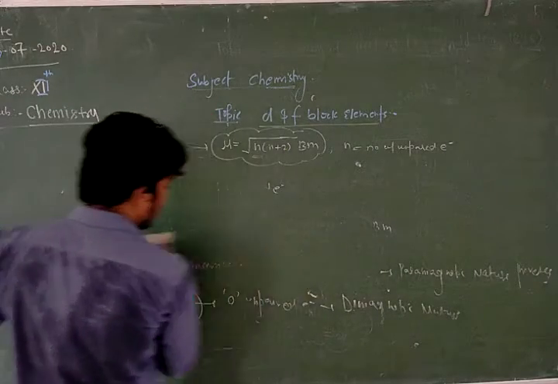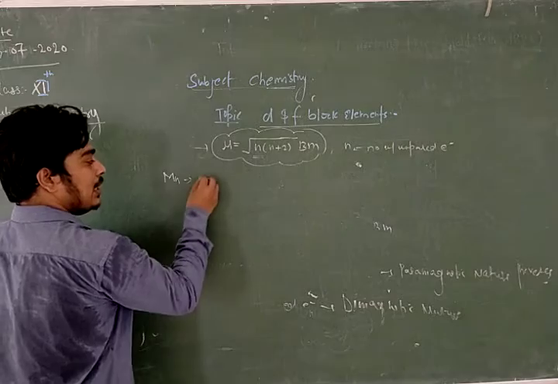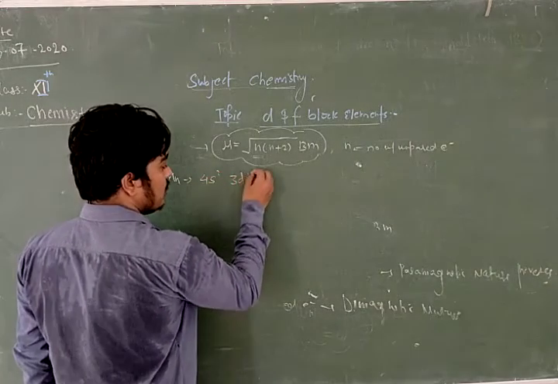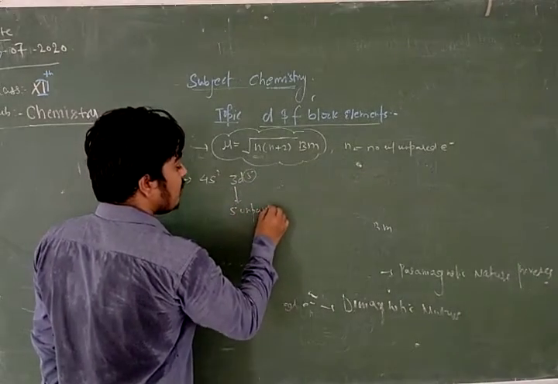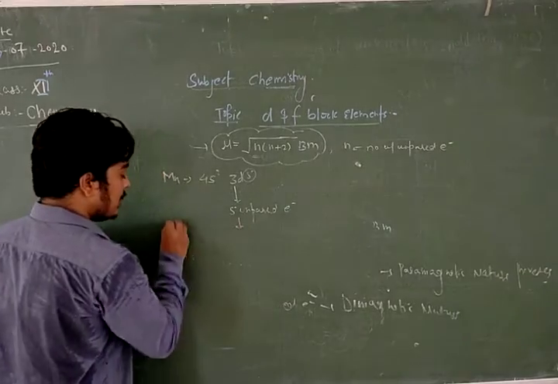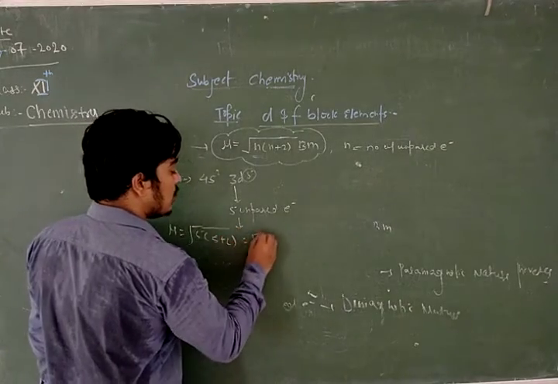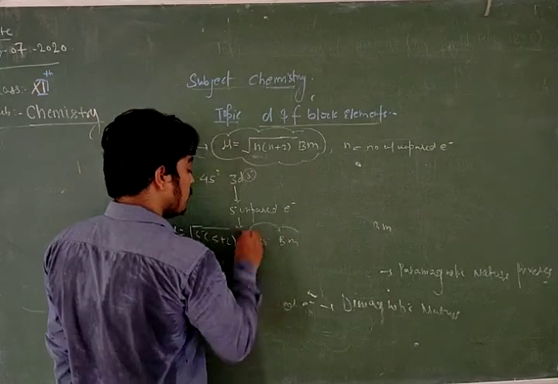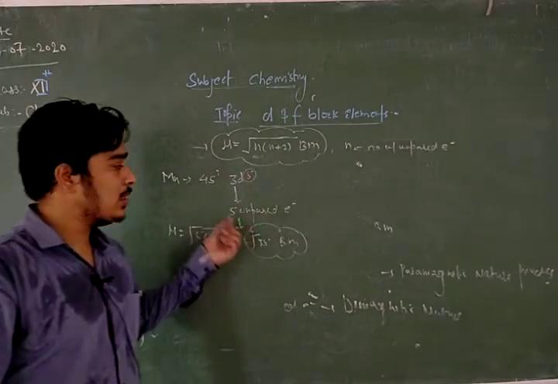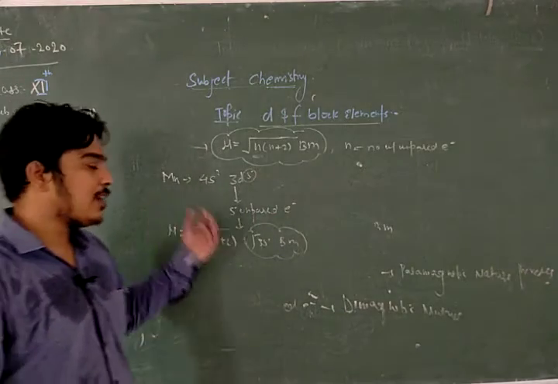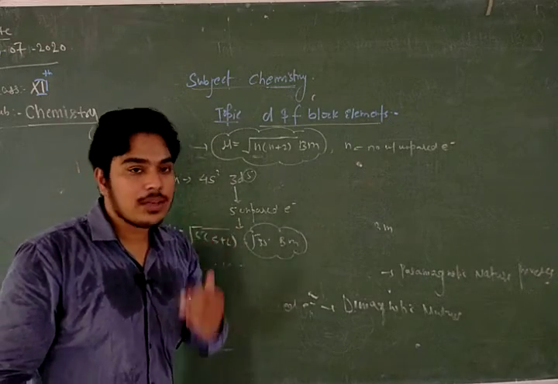So if I ask what is the magnetic moment of manganese? You said, sir, it has 4s2 3d5 configuration. 3d5 means there are 5 unpaired electrons. 5 unpaired electrons means its magnetic moment mu will be under root 5 times 5 plus 2, means under root 35 Bohr magneton. Maximum any element can have 5 unpaired electrons in the 3d series, because after 5 electrons in 3d there is d6, so 1 electron will be paired.